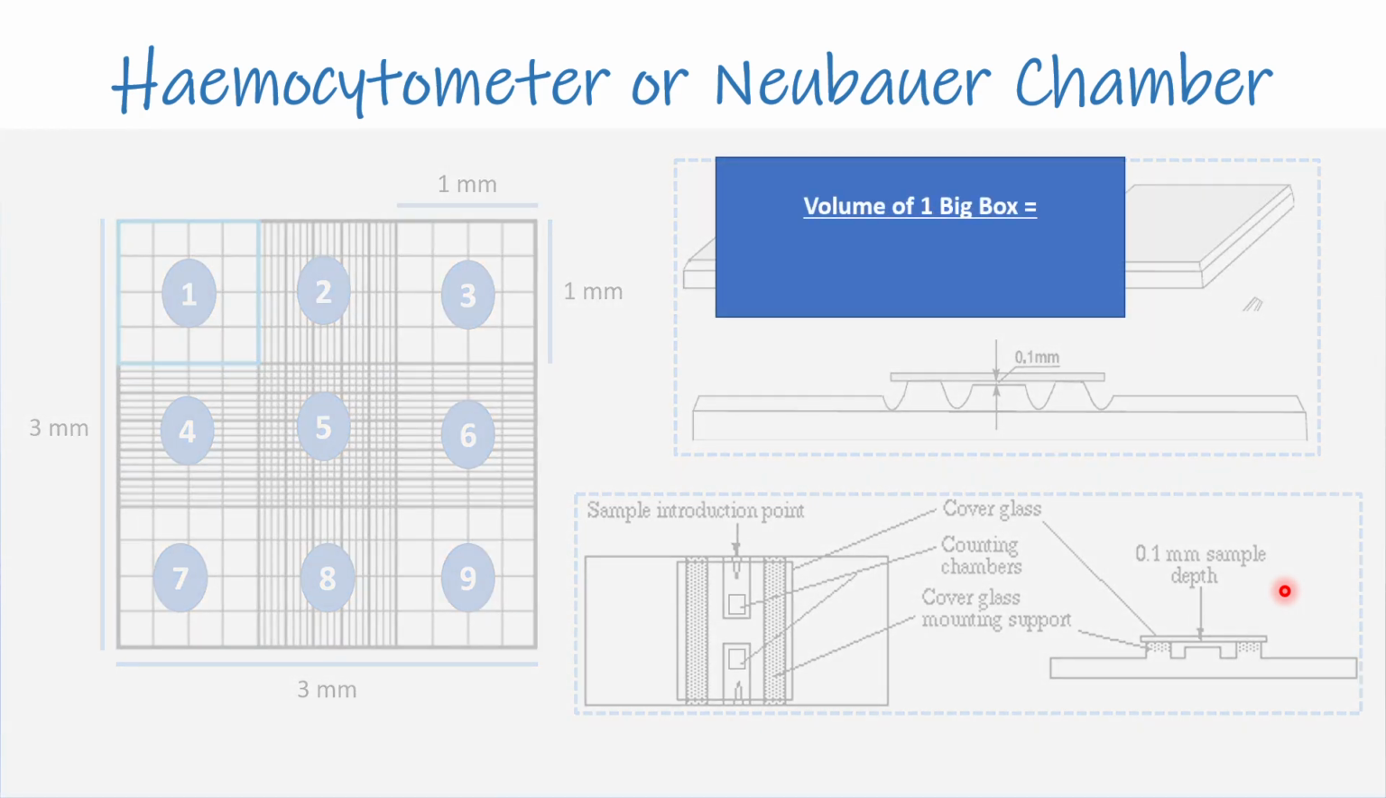Now, the volume of one big cell is 1 millimeter times 1 millimeter times 0.1 millimeter. Because of that, we get 0.1 cubic millimeter, which is the same as 0.1 microliter. I'm sorry, that's not micrometer, that's microliter.